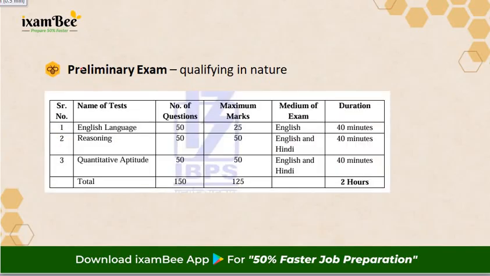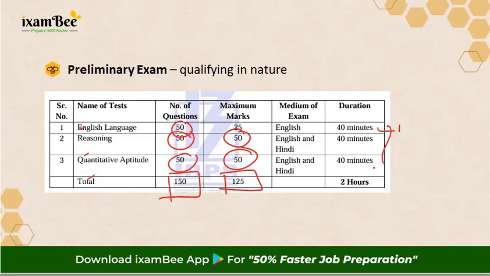So here you can see that prelims will contain 3 subjects: English, Reasoning and Quant. English will have 50 questions of 25 marks. Reasoning will have 50 questions of 50 marks. Quant will have 50 questions of 50 marks. So the total number of questions will be 150 and the maximum marks will be 125. The sectional time will be 40 minutes for each section and the total time will be 2 hours.